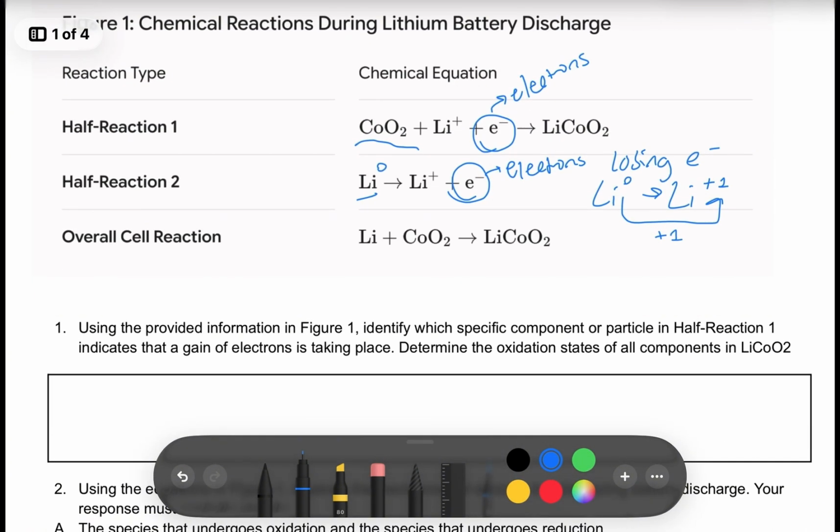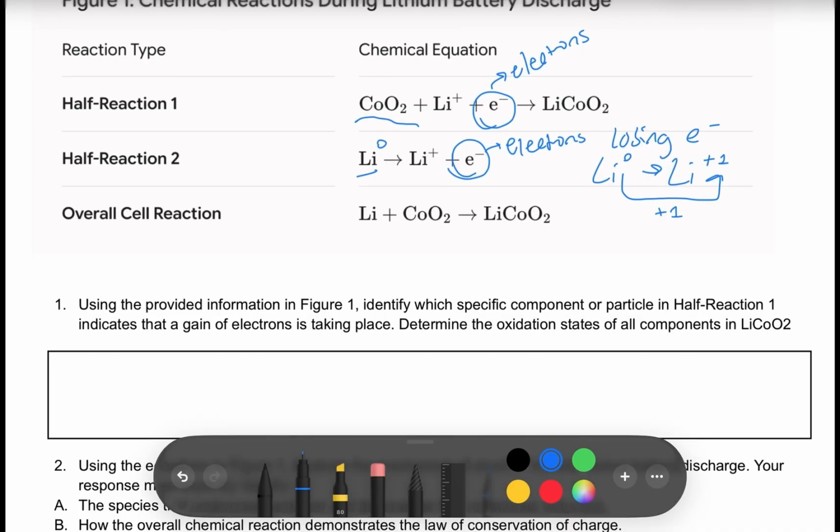Using the provided information in figure 1, identify which specific component or particle in half reaction 1 indicates that a gain of electrons is taking place. So that's the first part. It's asking us to identify which component in half reaction 1. Now the second part says determine the oxidation states of all components in LiCoO2. So let's do part 1 on this side.